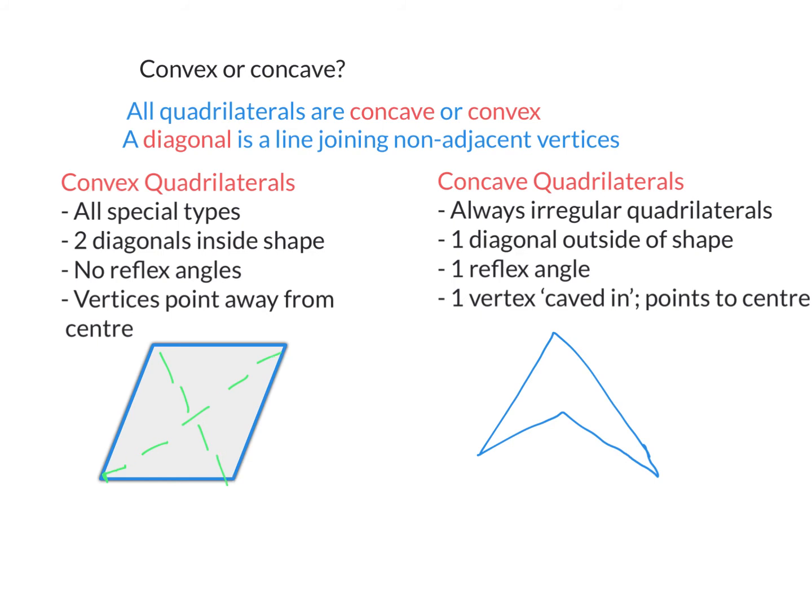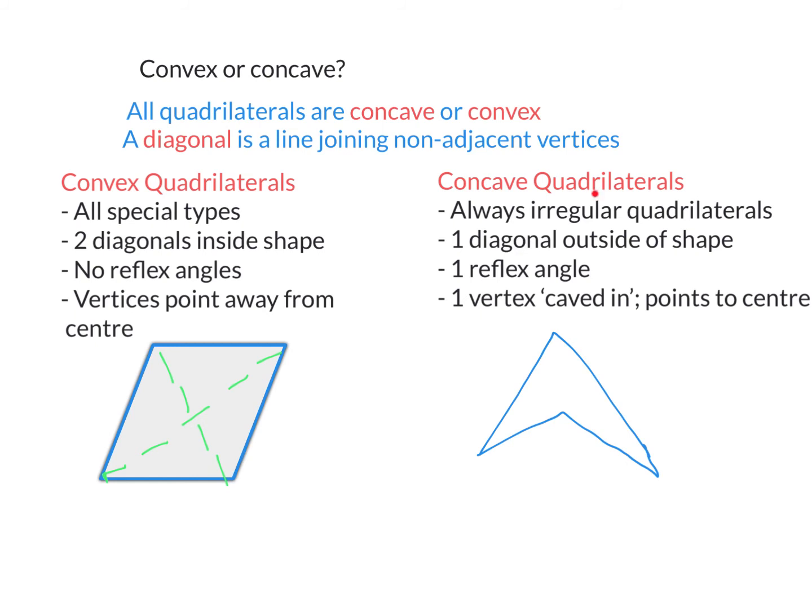See, this convex quadrilateral has no reflex angles, and each of its vertices is pointing away from the center. So the center's here, this vertex is pointing outwards, same with all the others. Concave quadrilaterals look like this. They're caved in, hence the name.